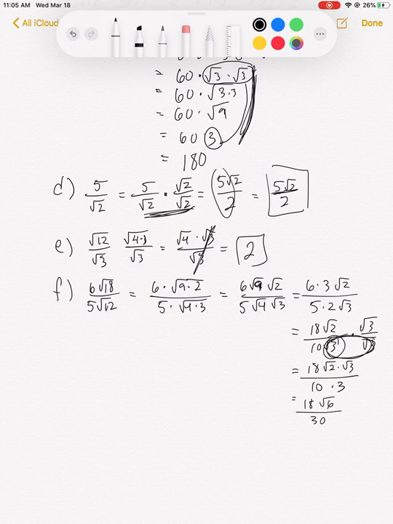Okay, and 18 over 30 can simplify by 2's at least, so 9 over 15. Square root 6 comes along for the ride. By 3's now, 3 over 5. So 3 square root 6 over 5. Okay, so let's go ahead and take a break there.